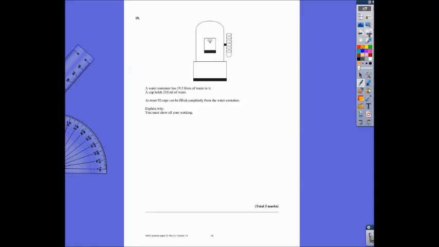Question 19. A water container has 19.5 litres of water in it, and a cup holds 210 millilitres. At most, 92 cups can be filled completely from the container. Explain why. Well, first of all, we've got millilitres and we've got litres. So I'm going to convert 19.5 to millilitres. There are 1,000 millilitres in a litre, so that would mean we've got 19,500 millilitres in this.